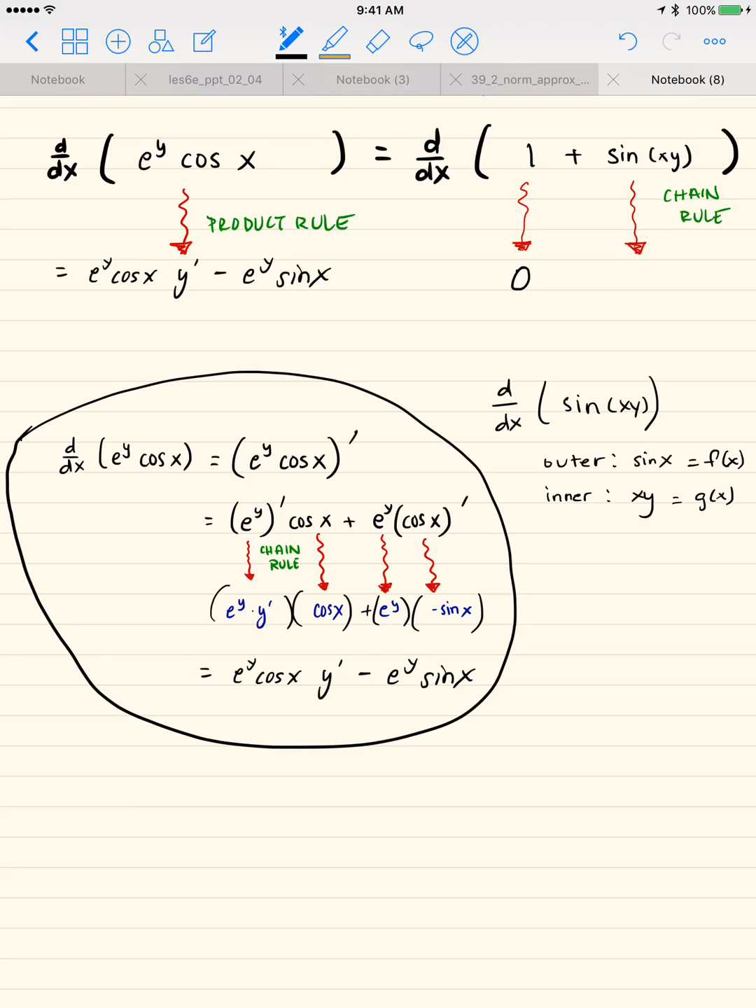Now, I need f prime of x, but that's easy because I don't have to do implicit differentiation. In order to get the f prime of x, I'm just going to get cosine of x. So f prime of x is equal to cosine of x. And now to find g prime of x, that's the same thing as the derivative of xy. I need to use the product rule.